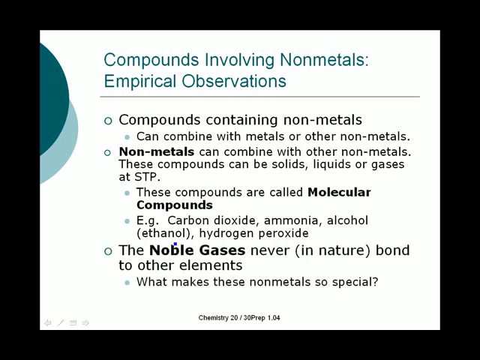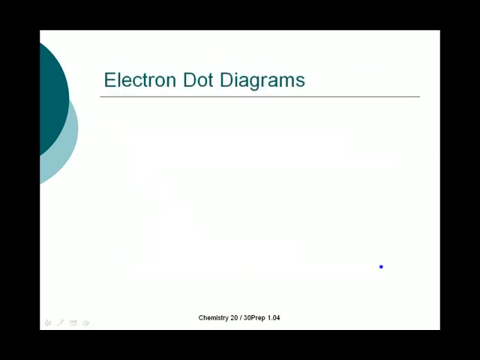One thing that chemists noticed very early on was that the noble gases, these nonmetals right in group 18, the far right-hand side of your periodic table, they never get involved in forming compounds. So in nature, they don't bond to other elements. So these are the group 18 gases, and they're inert. They don't get involved in chemical reactions. So chemists study these gases to figure out what made them so special. Why don't they want to react with other elements?